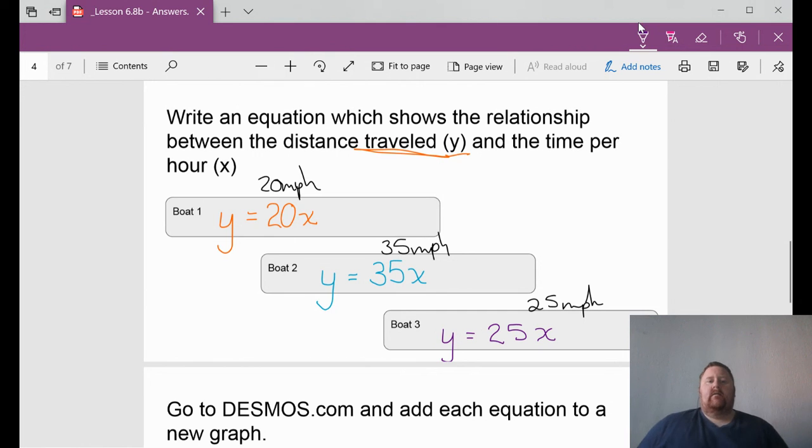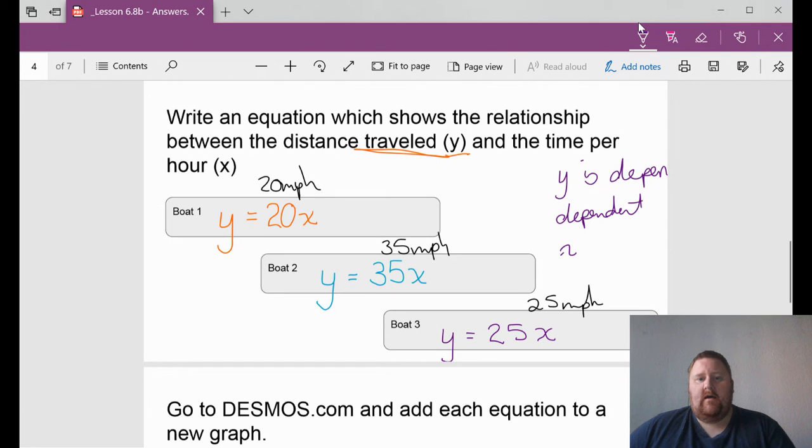So what we've basically determined is we can put in any independent variable here, x being independent. We can choose any value for x depending on how much time has passed, and we will be able to determine how far the sailing boat has traveled because y is dependent. Y is dependent and x is independent. Okay, let's move on.